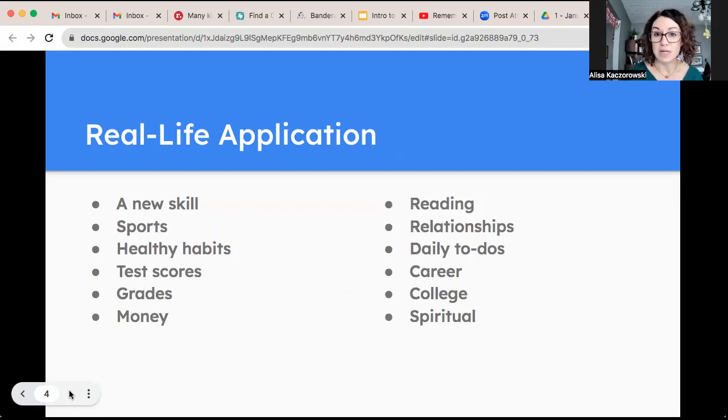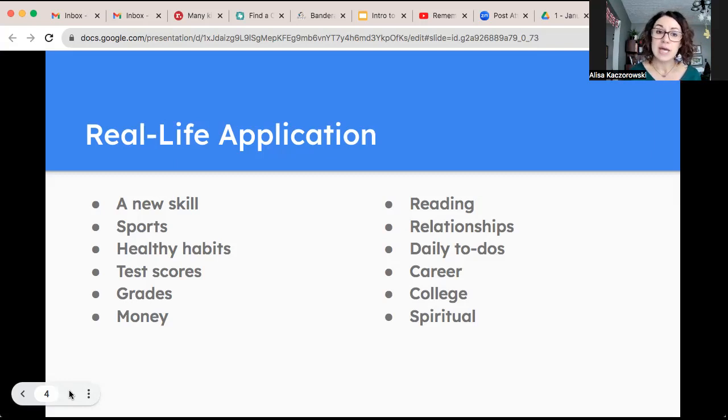Maybe it's a new skill we want to learn. Maybe we set a goal to learn a sport or to achieve something in a sport that we play. A lot of us have goals around healthy habits, exercise, drinking enough water, eating the right foods. Test scores and grades, right, are going to make the list because this is something we're very familiar with in schools these days. But kids can have their own goals for grades, right? Aside from maybe what their teachers or their parents are wanting for them.